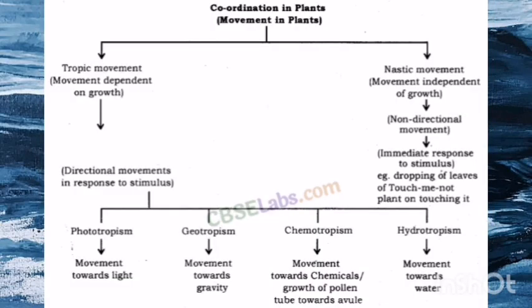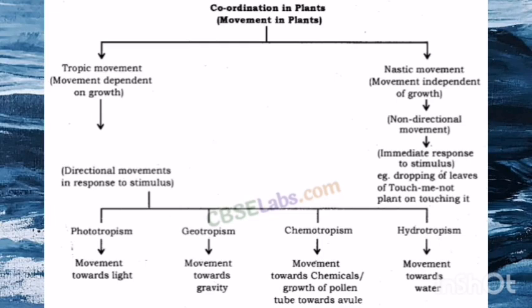Part 3. Coordination in plants. Plants don't have a nervous system or muscles, so how do they respond to the environment? They use plant hormones and movement. 1. Immediate responses, nastic movements.